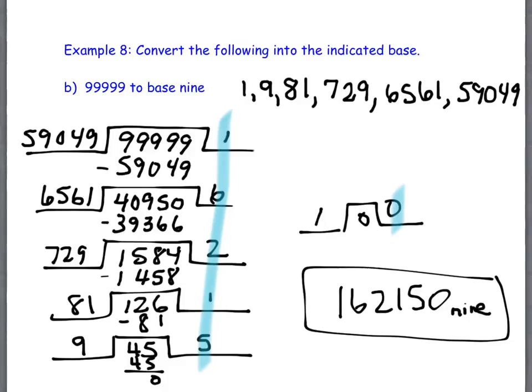Okay, so compare. In base 10, the number was 99,999. In base 9, the number is 162,150. It looks bigger, right? And I only went down one base this time, and I still got a number that looked bigger than it did before. Okay, everybody kind of okay? I mean, you're going to have to practice, and I get that, but are you okay right now? Okay.